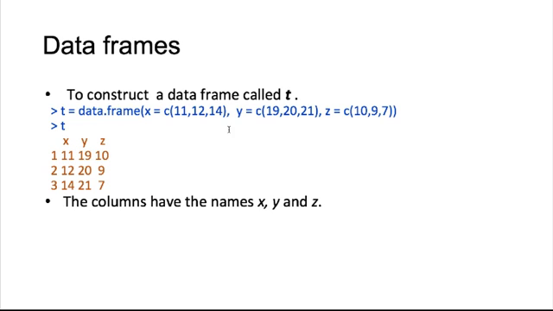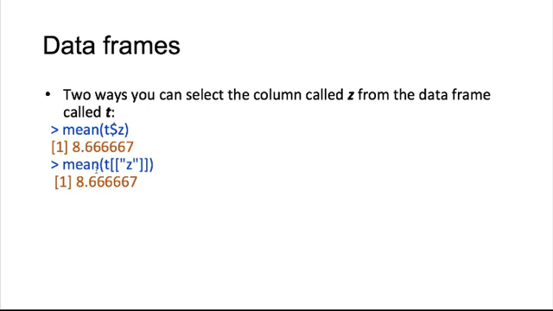Here we have different columns. Say I wanted to calculate the mean of a given column. I just say mean, and then I'll specify the data frame, and I'm going to calculate from the column called Z. I want to calculate the mean. Another way to do it is to specify mean, and then T, and then this says it's a column called Z. I often find it easier to use this notation, but you can use either one of them.